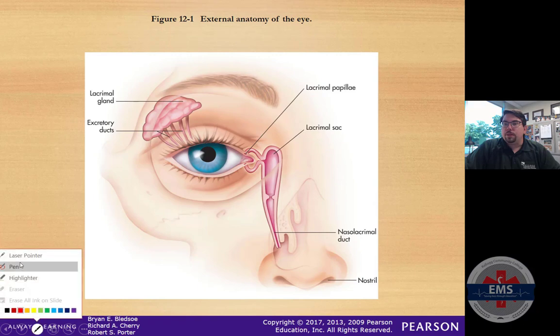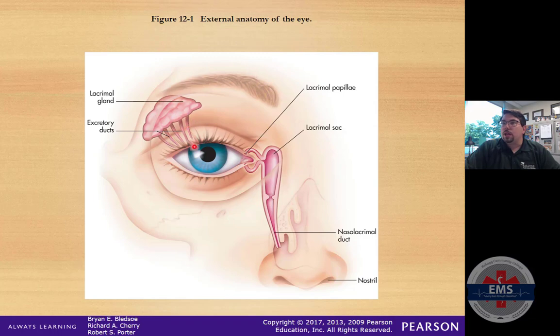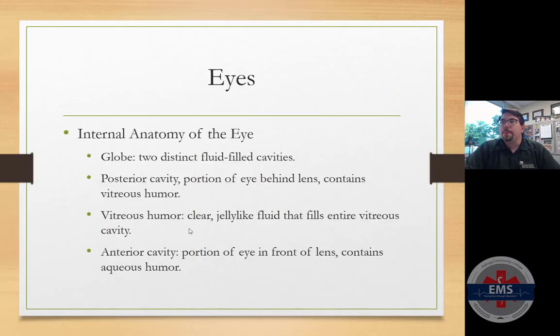Here's an example of what you would see with that. If we take a look here, and let me put my laser pointer on, you can see here's that lacrimal gland. There are the excretory ducts that come down through here. Here's the lacrimal papilla, which is the primary area where tears come from. They can also come down through the lacrimal sac and then drain down through the nasal duct as well, creating secretions as it drips out the nose.